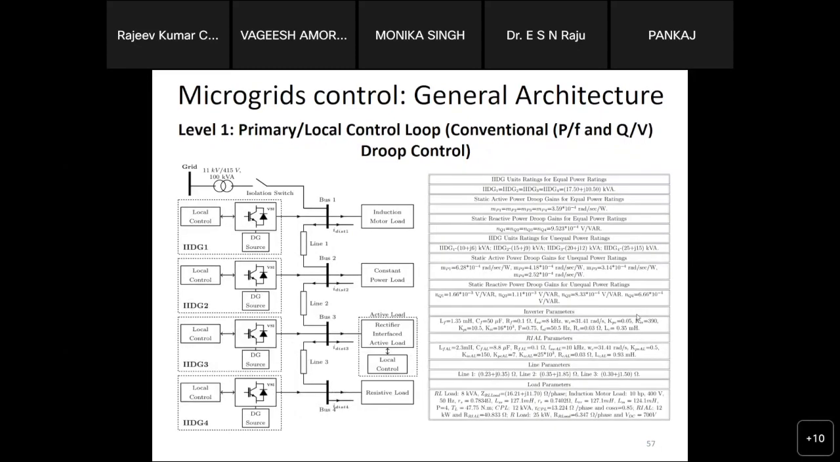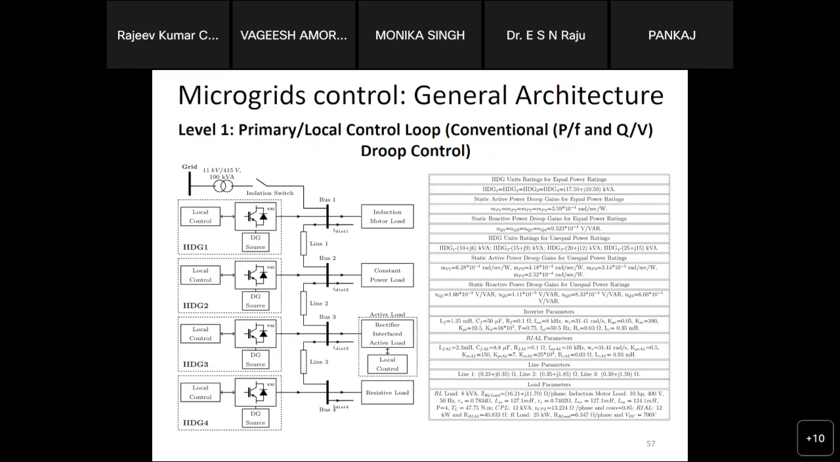Here I am giving one example. I have taken a microgrid having four distributed generators, and we also have different types of loads: an induction motor load, a constant power load, a rectifier interface active load, and a resistive load. First I have taken equal power ratings, and after that unequal power ratings.